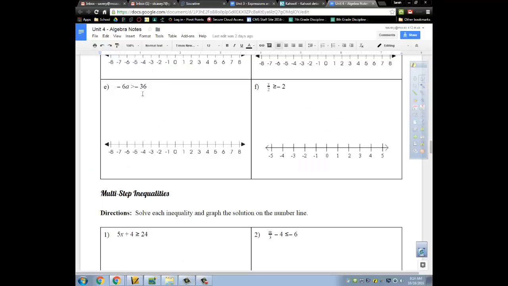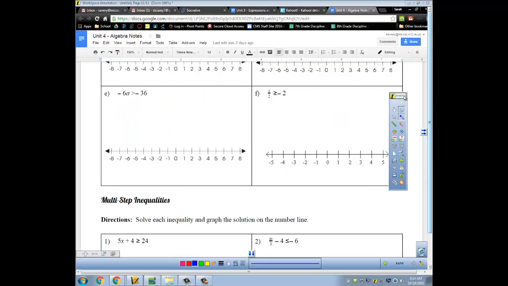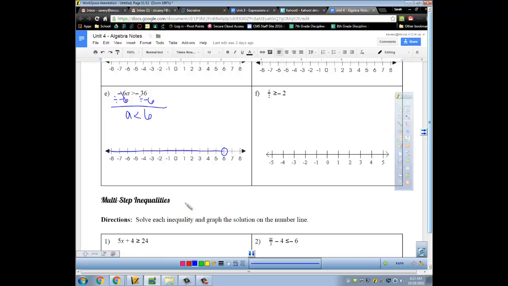Okay. Part E, divide both sides by negative 6. So we divided by a negative, so flip the sign. Negative 36 divided by negative 6 is a positive 6. My variable is on the correct side, so I can go ahead and graph it. Open circle on 6, going to the left.